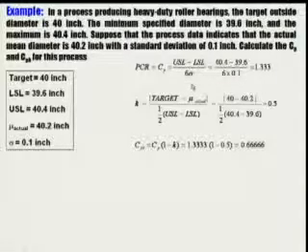We've done that in previous sessions. Our upper spec limit is 40.4. The lower is 39.6, divided by 6 times the sigma of the process, 0.1. And now we have a PCR of 1.333. But there is one catch, and that is the process has actually deviated from the target. The target was 40, but the actual mean is 40.2.